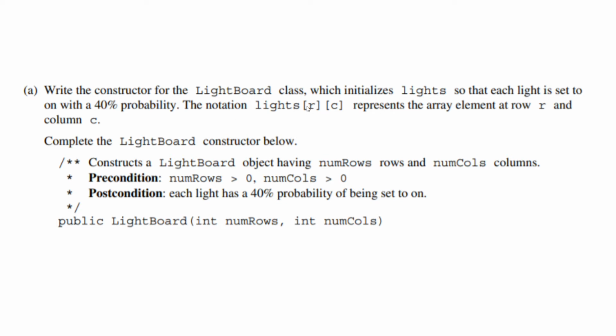The notation RC represents basically the array element at row R and column C. Basically, that's the cell we'll be accessing. What they're implying is that when we're looping through, they want us to use that notation to make it clear to the AP reader.